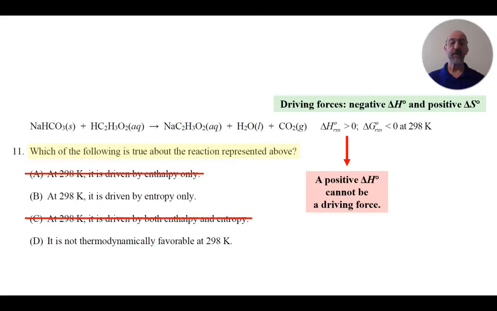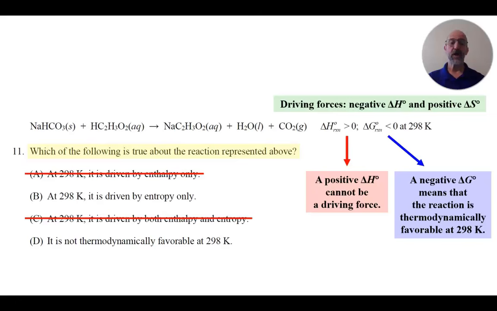Now, let's remember that a negative delta G indicates that the system or the reaction or the process would be thermodynamically favored with a negative delta G. And what does it say in choice D of question 11? It says it is not thermodynamically favorable, but in fact it is. A negative delta G means it is thermodynamically favorable. Let's go ahead and eliminate choice D.